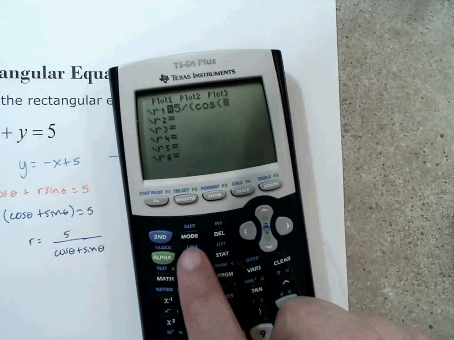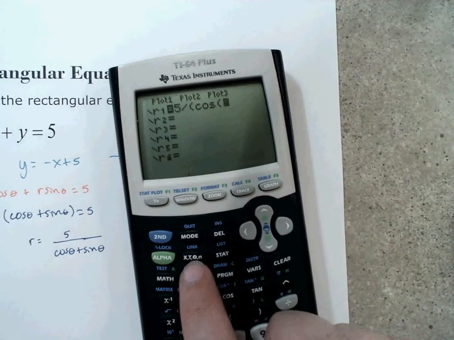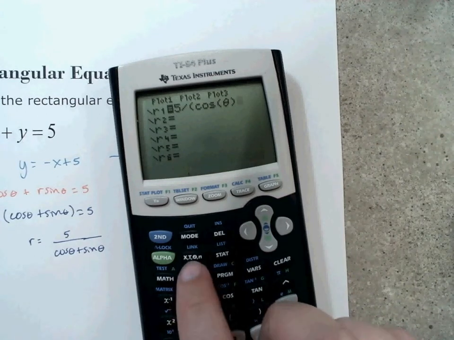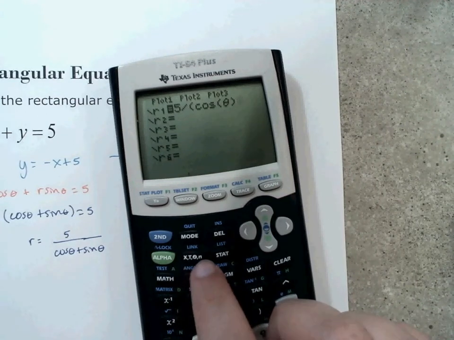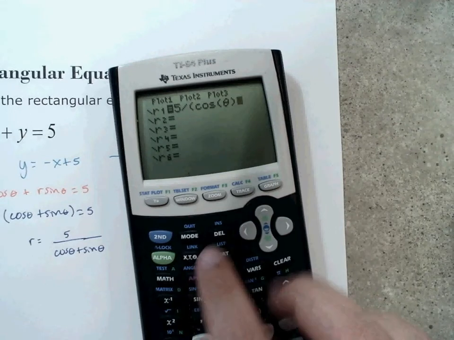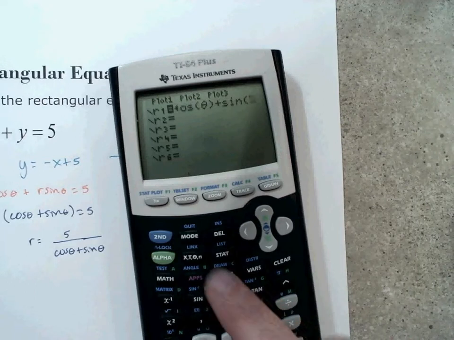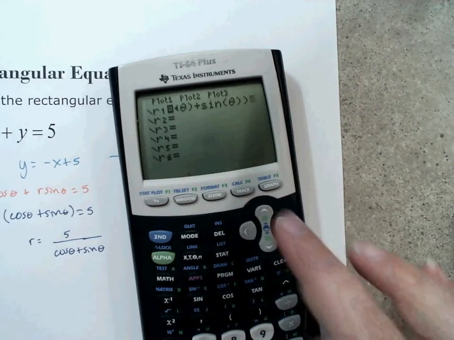So cosine. Now, when you're in polar mode and you press this button, it'll be theta. Okay. When you're in function, it'll be x. When you're in parametric, it'll be t. And then sequence, it'll be an n. So plus sine of theta. Okay.